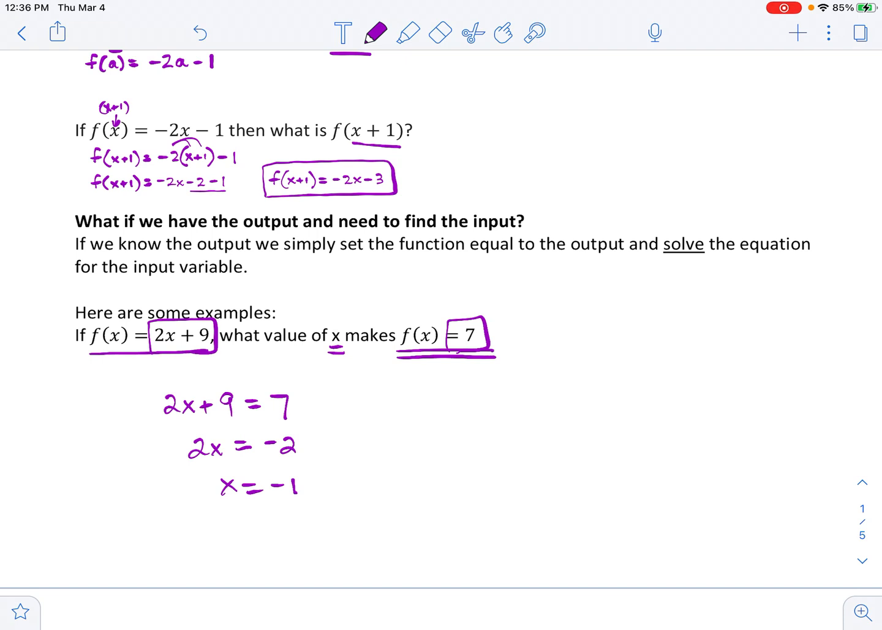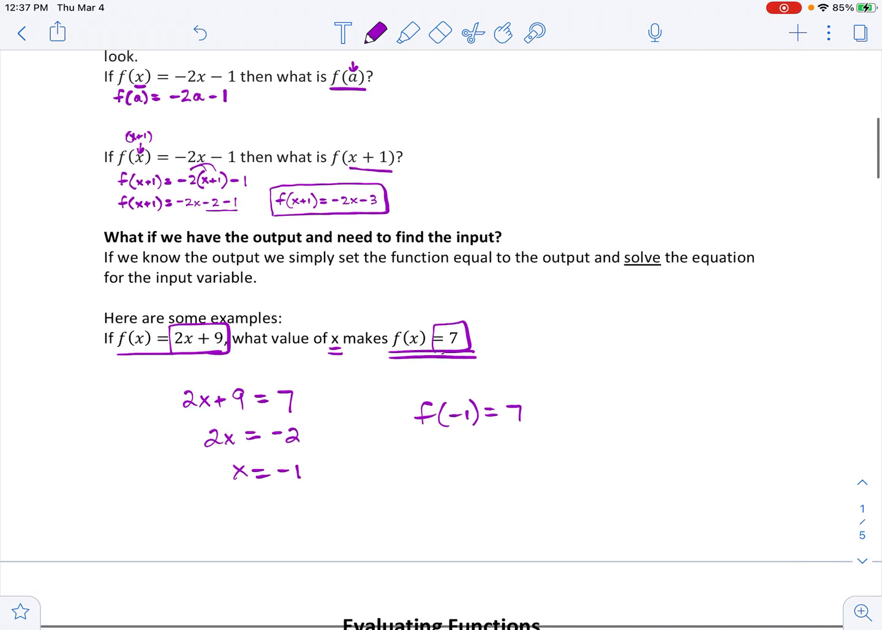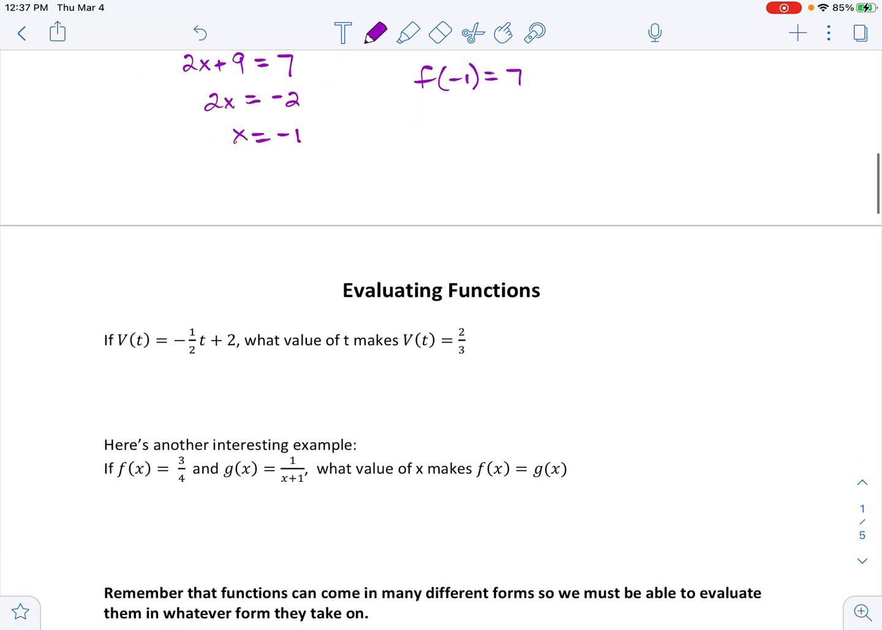Now what does that tell us? That tells us that if we do f of negative 1, in other words, if we make negative 1 the input into my function, I should get 7 as my output. So let's just think about that. 2 times negative 1 is negative 2. Negative 2 plus 9 is 7. There it is. So we can evaluate a function in function notation given an input or given an output.